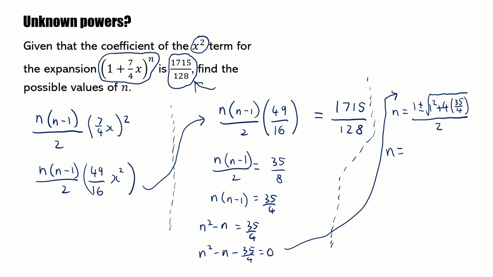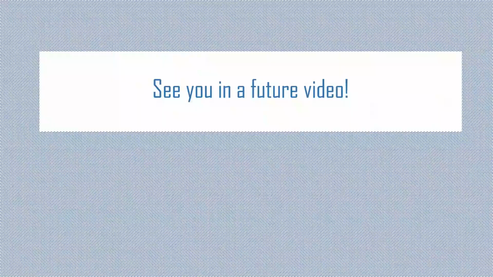If we plug that into a calculator, we get n is equal to minus 5 over 2 or positive 7 over 2. So there you go, those are the possible values of n, done, and we have finished the question. Amazing. Okay, and that is all I wanted to cover in today's video.